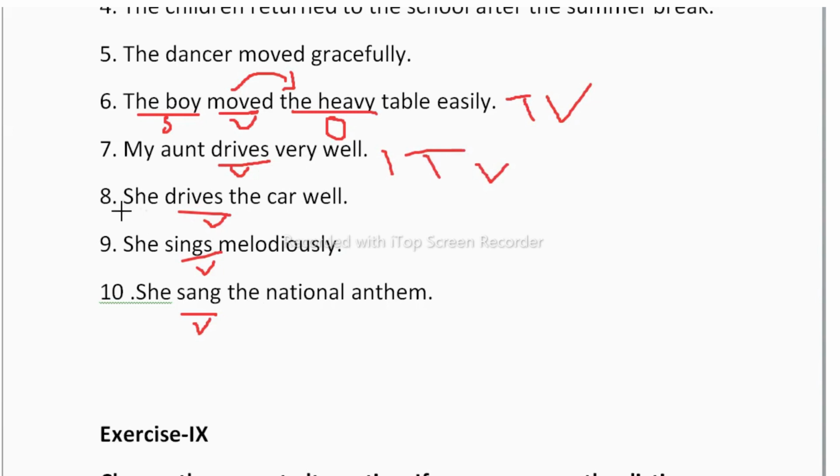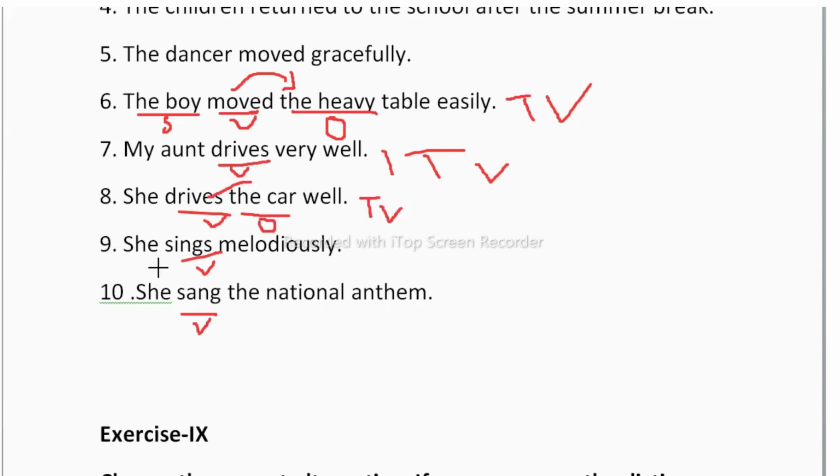Now let's move to the next one. She drives the car well. Now here you can see the difference of these two sentences. My aunt drives very well, object is missing, but here object is there. The car. After verb we have object. So that is the transitive sentence.